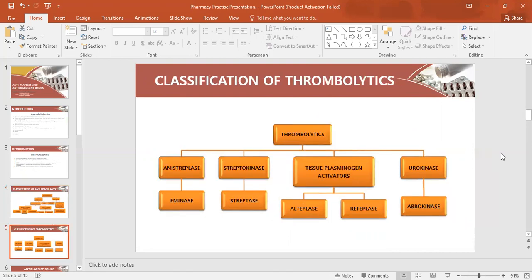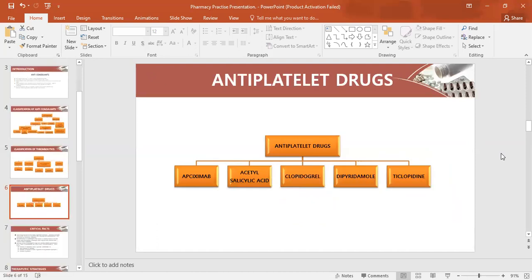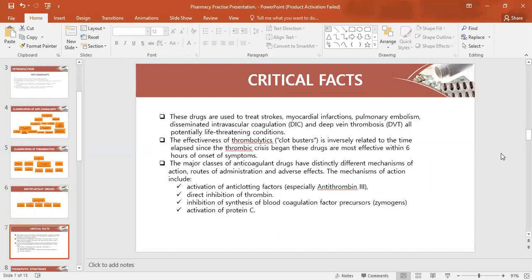Classification of thrombolytics. Thrombolytics include anistreplase, for example Eminase; streptokinase, which includes Streptase; tissue plasminogen activators, which include alteplase and reteplase; and urokinase, which includes Abbokinase. Likewise, we have antiplatelet drugs, examples of which include abciximab, acetylsalicylic acid, clopidogrel, dipyridamole, and ticlopidine.